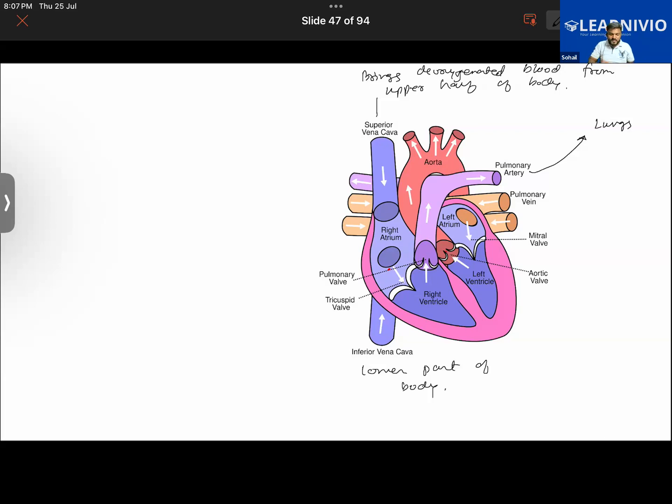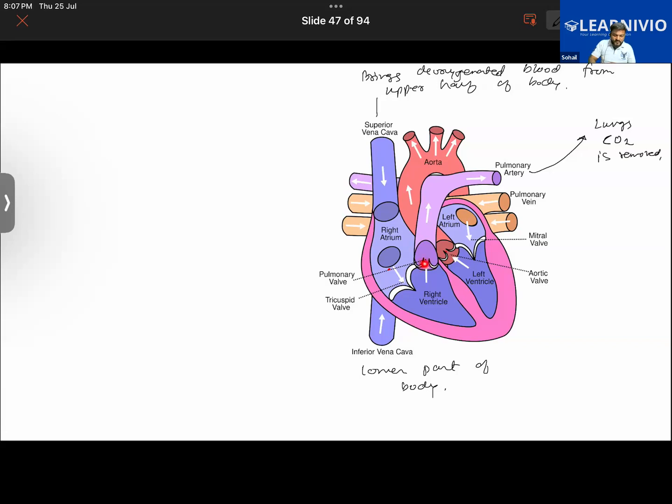Okay. And then as it goes into this, it will be squeezing. As we know, the heart shows rhythmic movement, so it would be squeezing, and then the blood from here will go into this, and furthermore it will go from the right ventricle into this pulmonary artery. That will bring this deoxygenated blood to the lungs, where the carbon dioxide is removed from here.